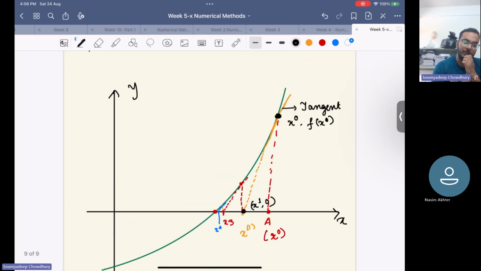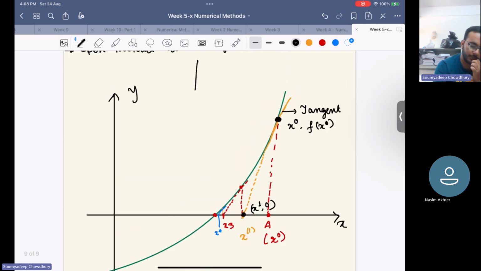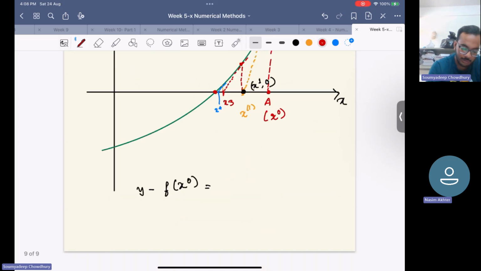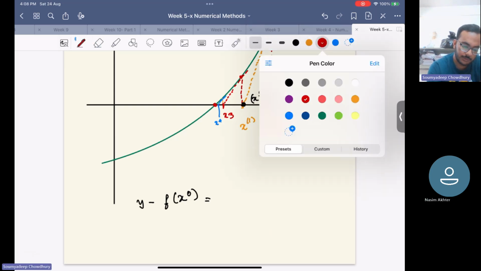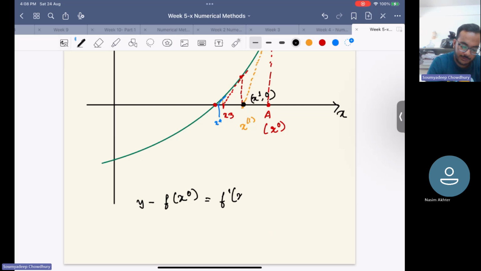So any function, if you want to find the slope at that particular point, suppose you have a random function like this. If you want to find the slope of this function at this point, what you will do? You will draw a tangent to the curve at this point, and the slope of the tangent will give you the slope of the curve at that point. What is the slope of the curve at that point? It is the derivative of the function at that point. So basically the slope, is it clear? Okay. So it is basically f dash of x0, right?